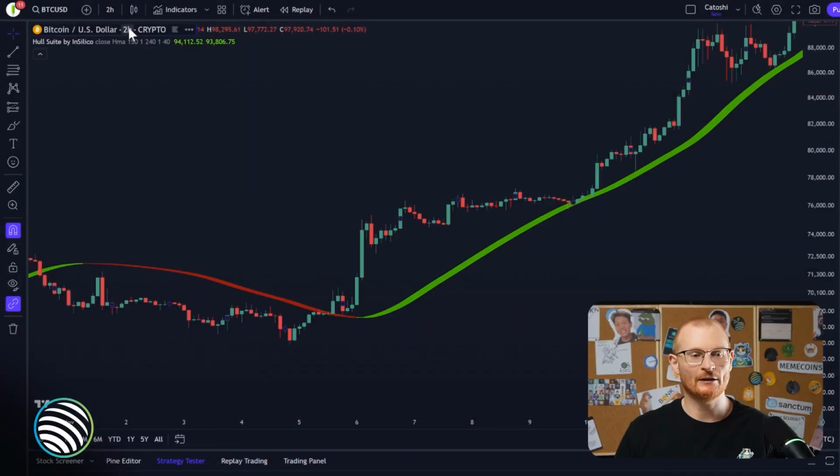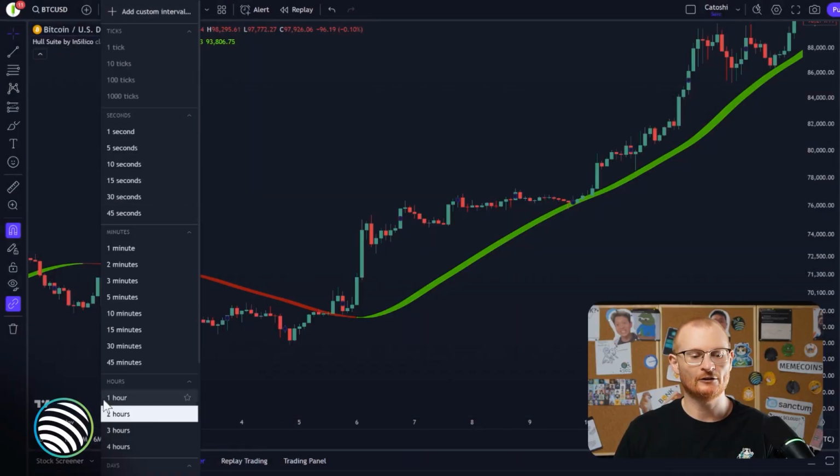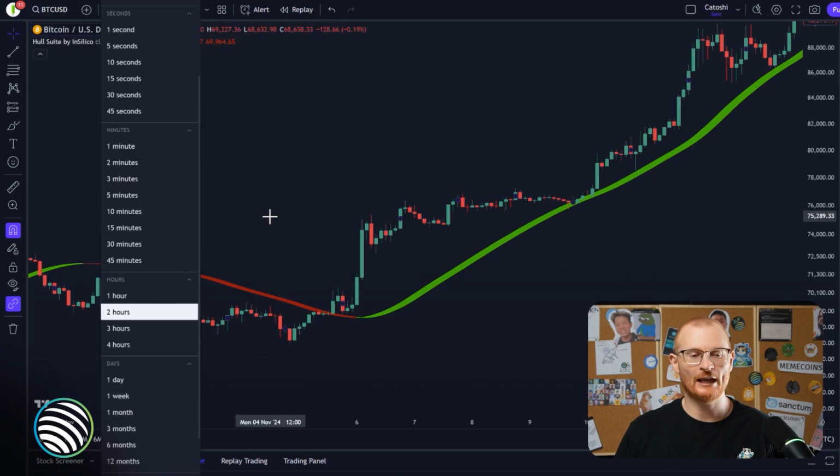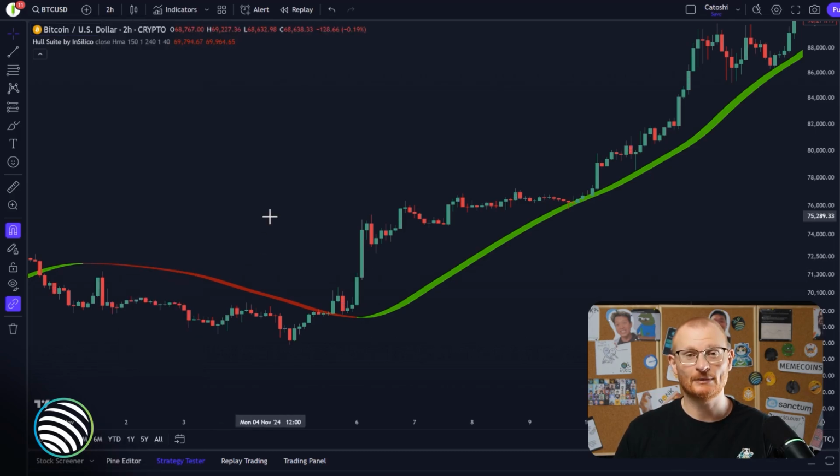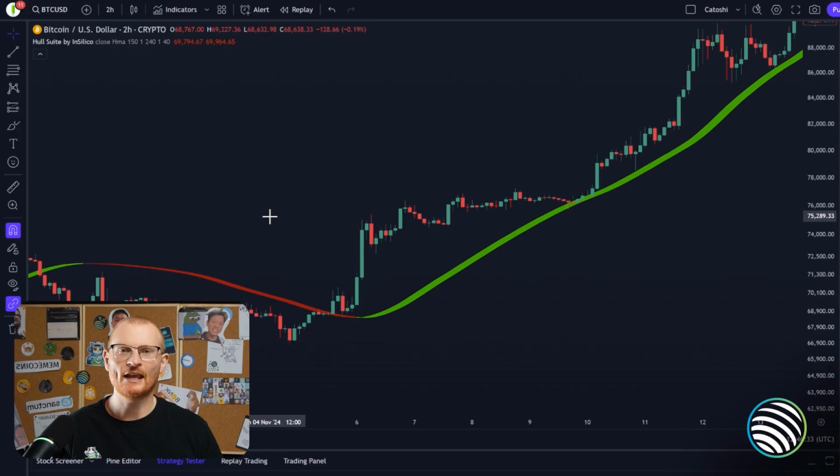We can also see up here it says 2-hour. If we click here, it's on 2 hours. It's not on 4 or day or anything. It is 2 hours and specifically that. Why are we using this chart specifically? It's because it gives us accurate market pricing in real time as opposed to when we're using, say, a Binance or Coinbase chart.